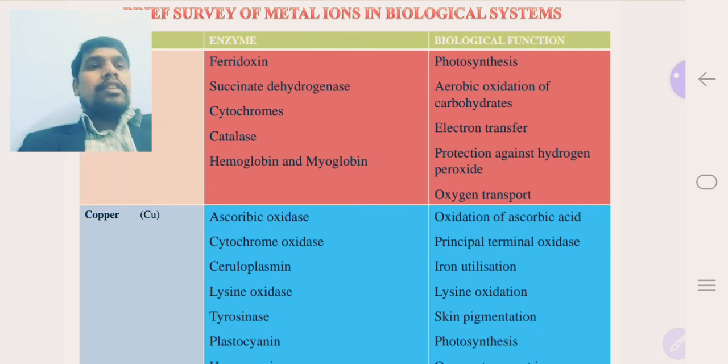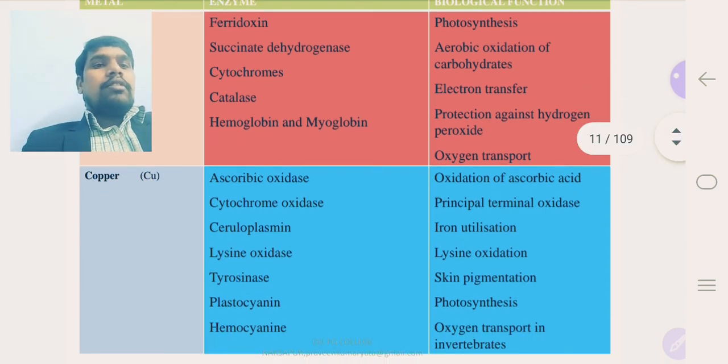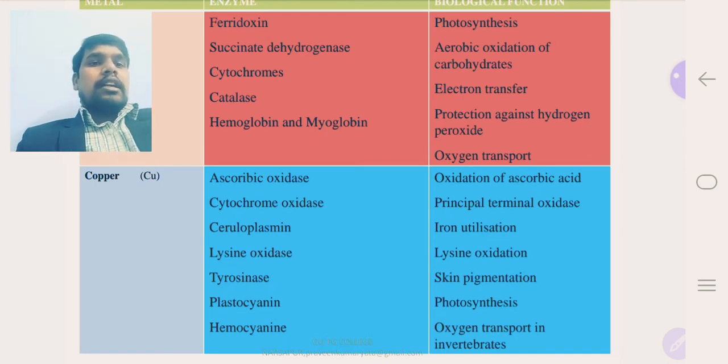Ferredoxin's biological function involves photosynthesis; succinate dehydrogenase, aerobic oxidation of carbohydrates; cytochromes and catalase are involved in electron transfer; hemoglobin and myoglobin are involved in oxygen transport and storage; catalase gives protection against hydrogen peroxide; cytochrome is electron transfer.